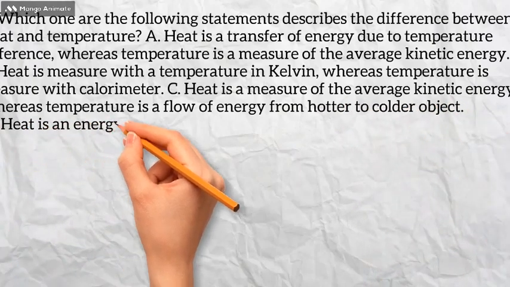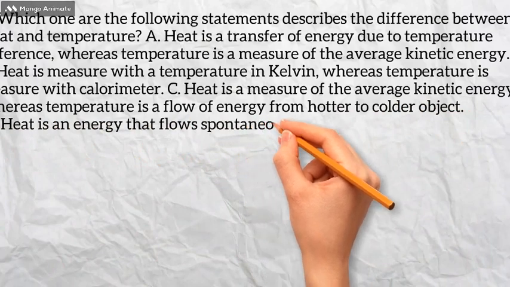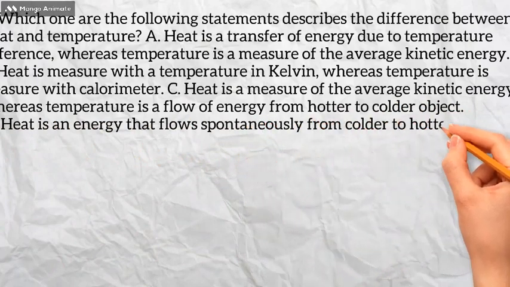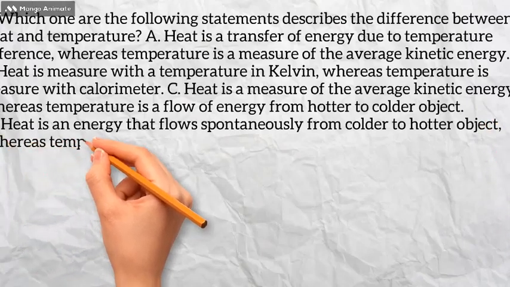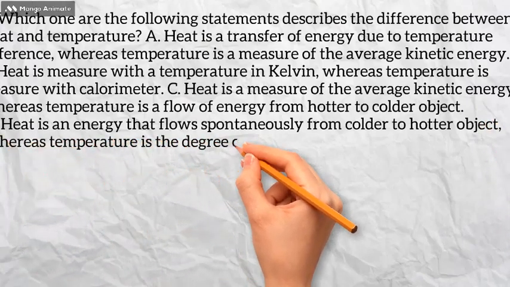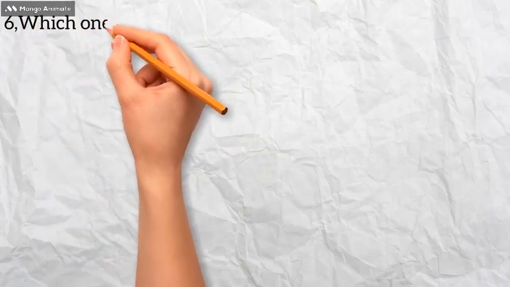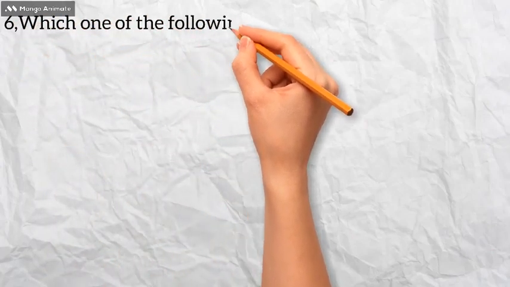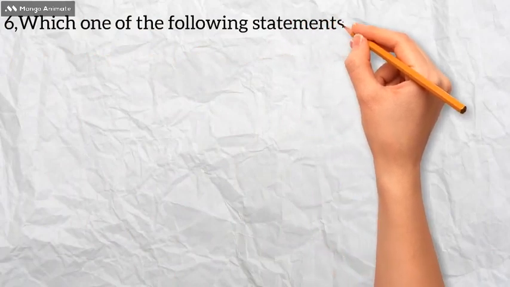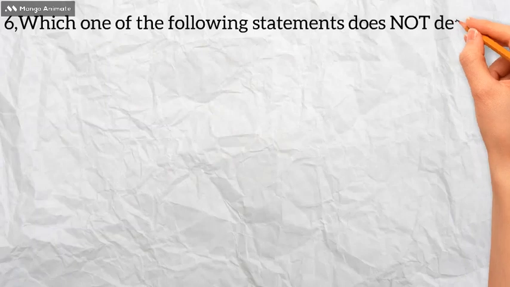Explanation: heat refers to the energy transfer between substances or systems due to a temperature difference. Temperature is a measure of the average kinetic energy of the particles in a substance. Question number 6. Which one of the following statements does not describe the relationship of physics with biology? A, physics and biology are interrelated to each other in the study of vision and detection.